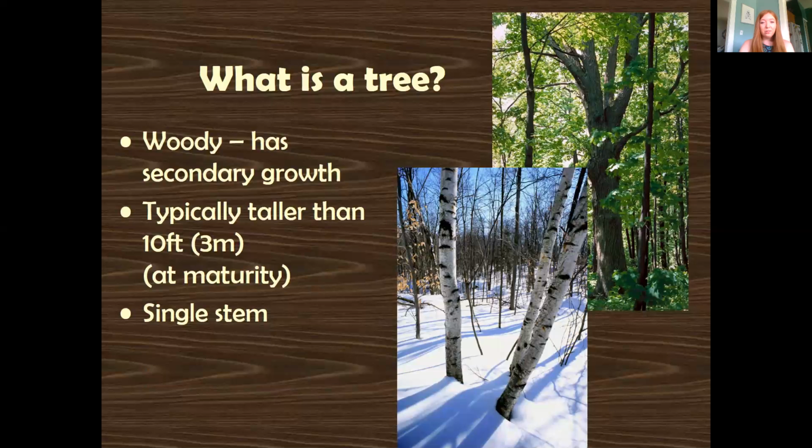Now, I'm not going to get into too much detail here, but what is a tree? A tree has secondary growth. If you're thinking of a tree ring, for example, that's a single stem that has growth year after year, adding to the diameter of the stem. Trees typically are fairly tall, over 3 meters at maturity, and they typically have one single stem. In a mature tree, that would be the trunk, right?